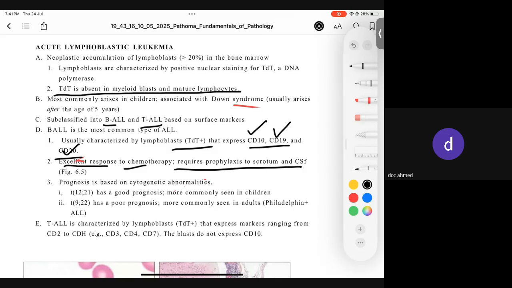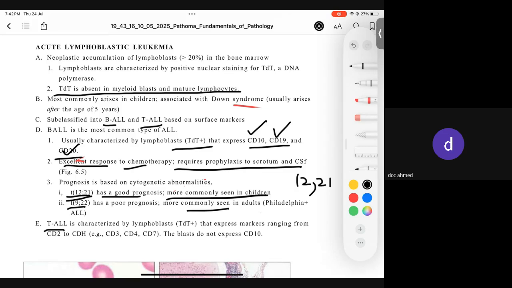We have two variants here, and it's really important. Whenever we have the translocation of 12 and 21, it has a good prognosis and is commonly seen in children. If you have 9;22, the Philadelphia chromosome, it has a poor prognosis and is seen in adults. Just keep that in mind. It's pure memory, just memorize it. 12;21, good prognosis, children. 9;22, poor prognosis, adults. So that was all about B-ALL.